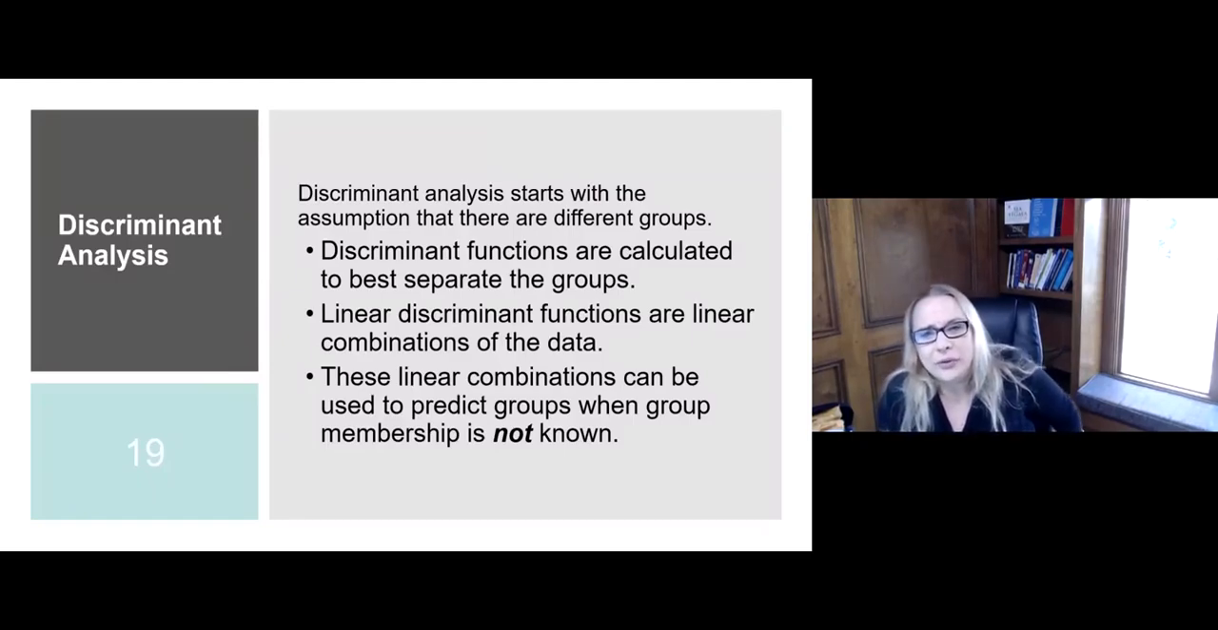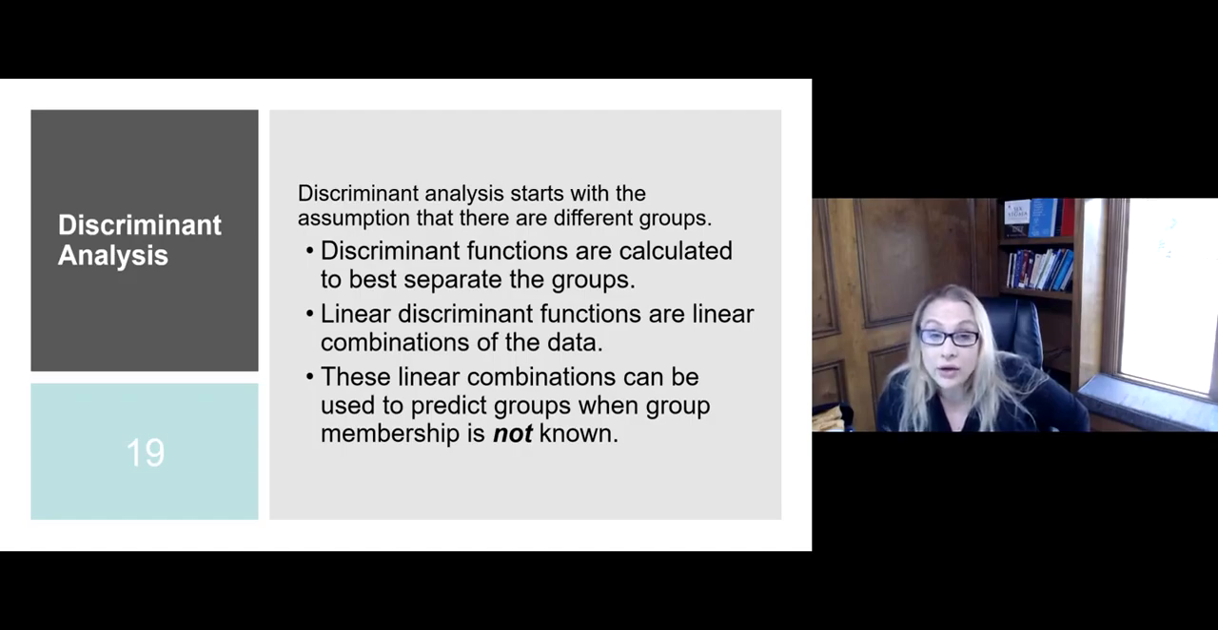So how does it go about doing that? Let's review that. Discriminant analysis starts with the assumption that there are different groups, and the discriminant functions use continuous variables to calculate how to best separate the groups, and the discriminant functions are linear combinations of the data, which is very similar to principal components analysis, where principal components are linear combinations of the data.